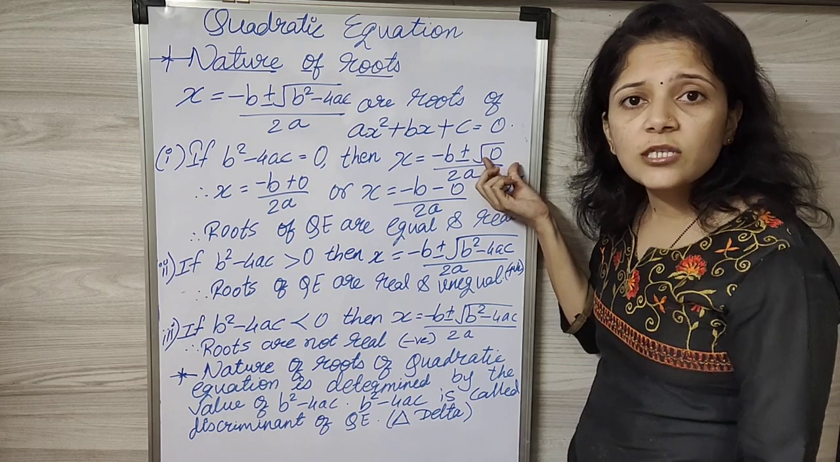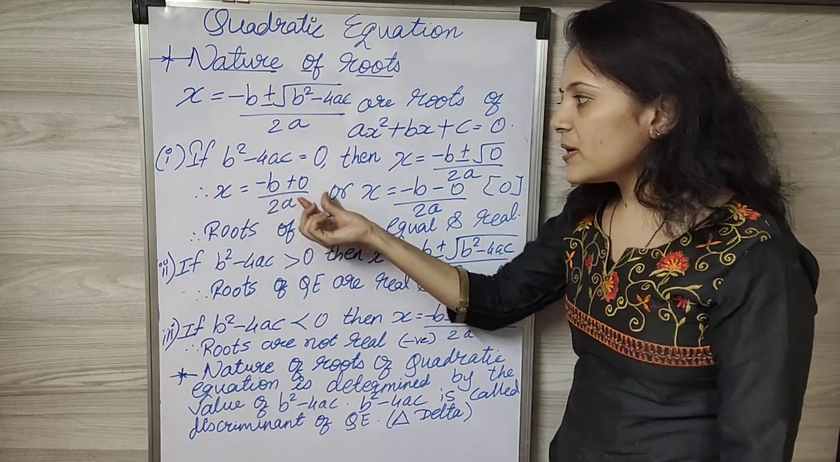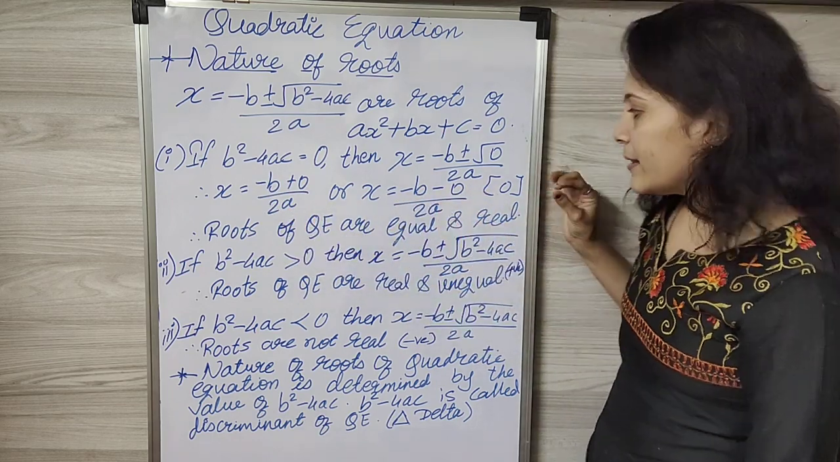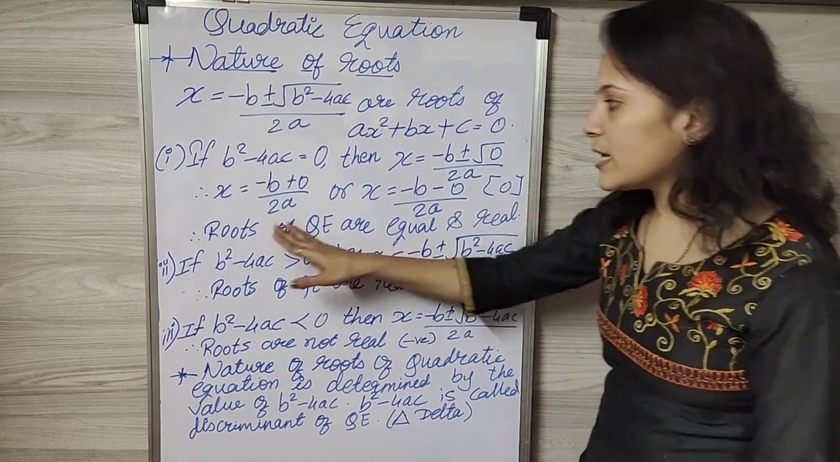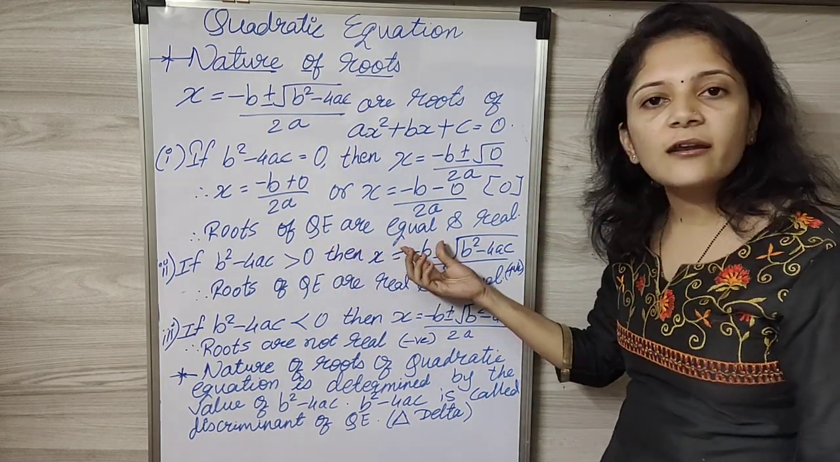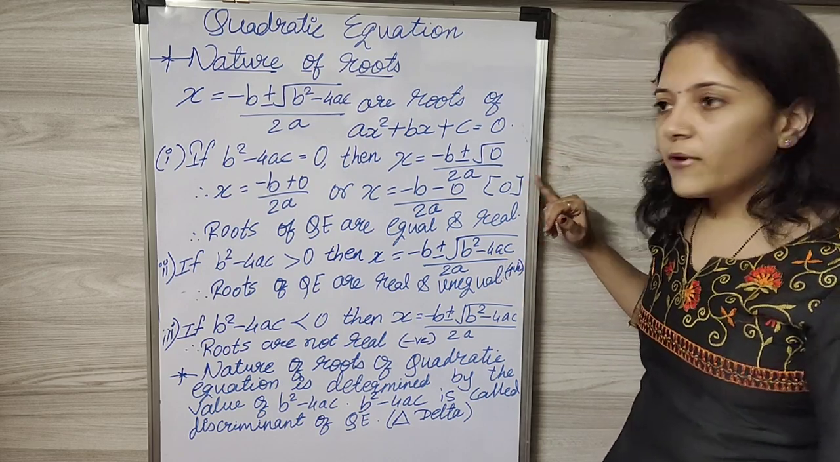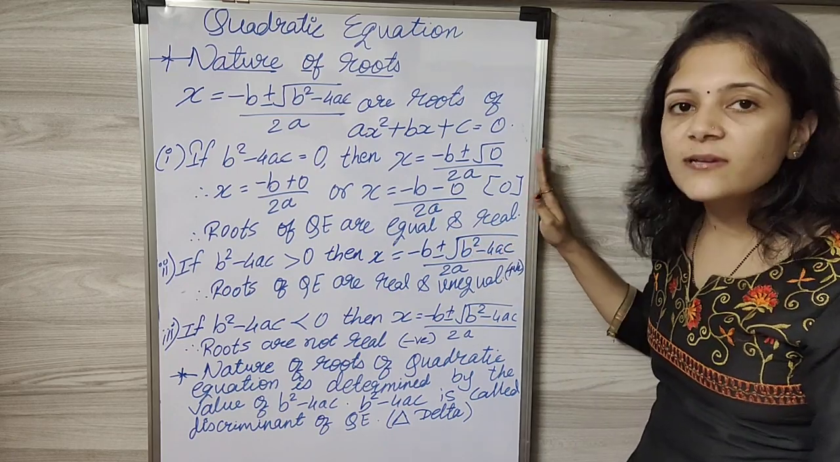If the number under the root is 0, then in the answer, that is minus b plus 0 whole by 2a and minus b minus 0 whole by 2a, the roots are equal and real. The roots of the quadratic equation are equal and real. That is, when the answer is 0, the roots are equal and real, right? This is the first condition.